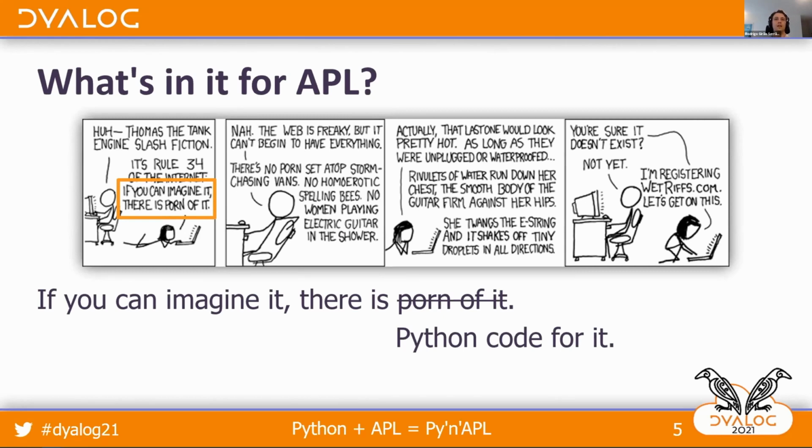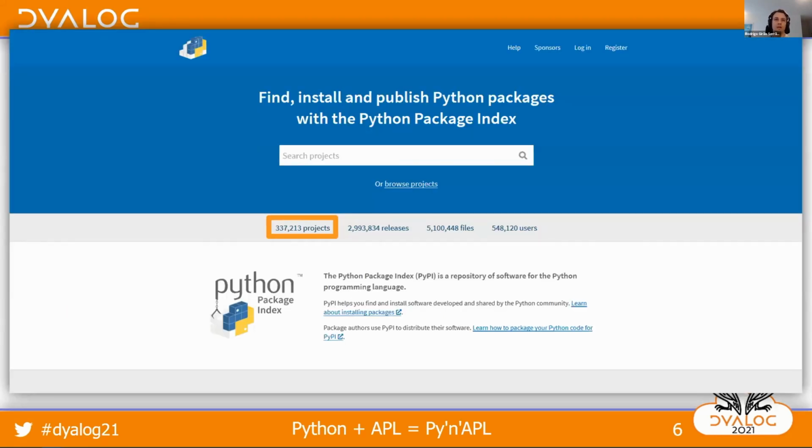And I say this because if you go over to pypi.org, which is the Python package index, you can find that, or at least a couple of days ago, you could find that there were a staggering 337,213 projects available at a command distance. So all these projects, you can install them with a single command, and that means that you get access to all these packages to use with Python.